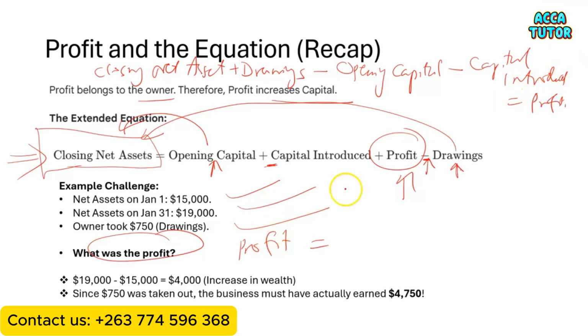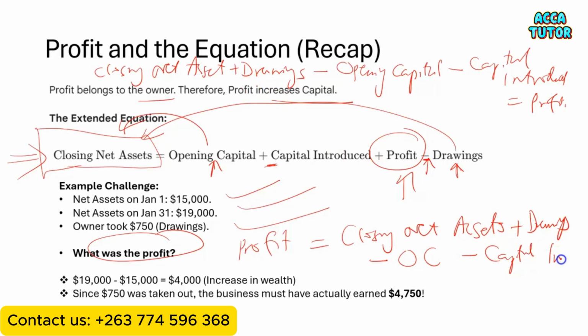So this is why I said we can as well write it as profit is equal to closing net assets plus drawings minus opening capital minus capital introduced. So knowing this is why we are having this statement. Closing net assets: the net assets were 19,000. Remember, these were the closing net assets at the year end. So closing net assets were 19,000.